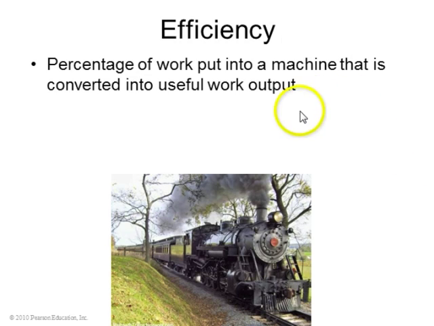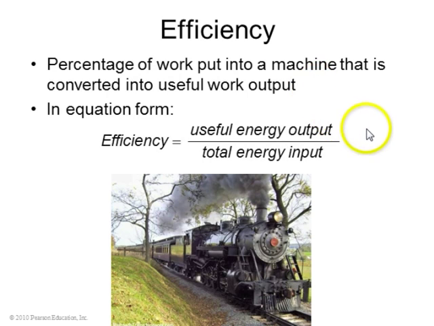Efficiency is the percentage or fraction of the work that's put into a machine that is converted to useful work output. So the ratio is the useful energy output divided by the total energy input. Here we have a locomotive. It's burning some energy. Some of that energy is converted to waste heat, which comes out in the steam that you see. And some of it is converted into kinetic energy, which is actually moving the train. So your efficiency would be this kinetic energy, the useful energy output, divided by how much you're burning.